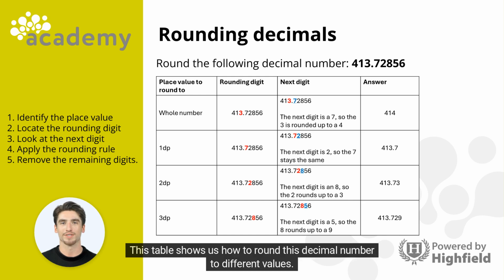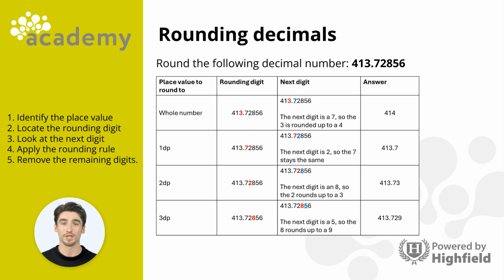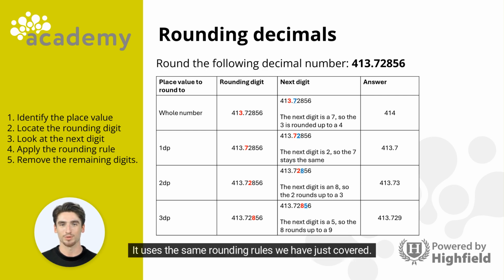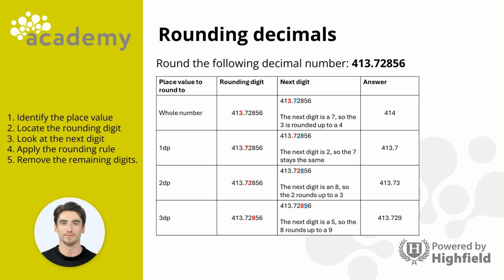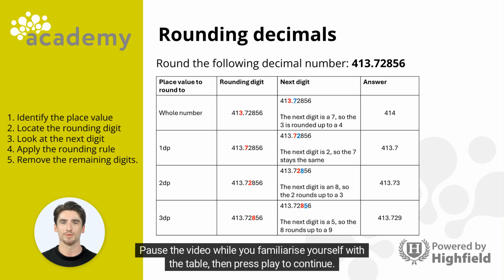This table shows us how to round this decimal number, 413.72856, to different values. It uses the same rounding rules we have just covered. Pause the video while you familiarize yourself with the table, then press play to continue.